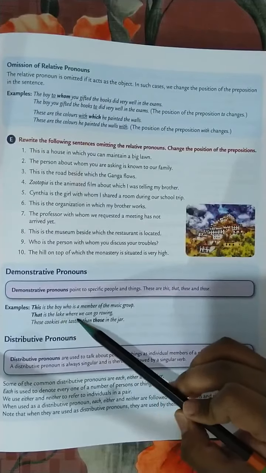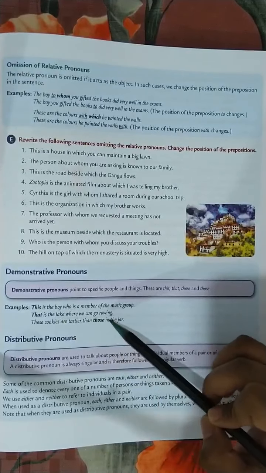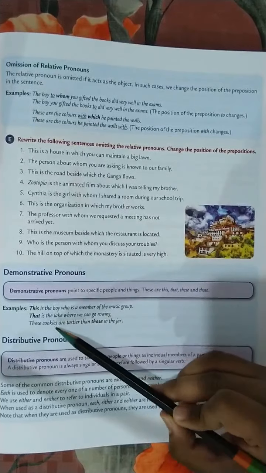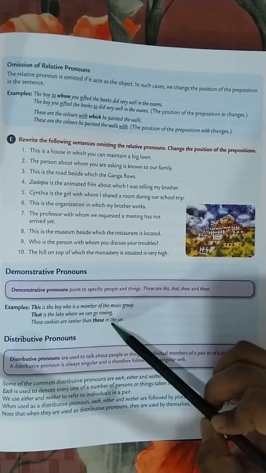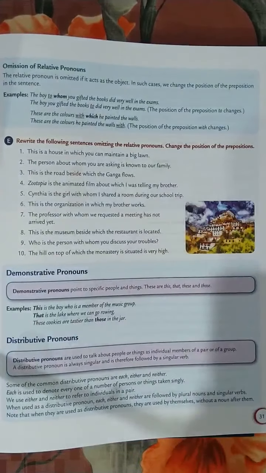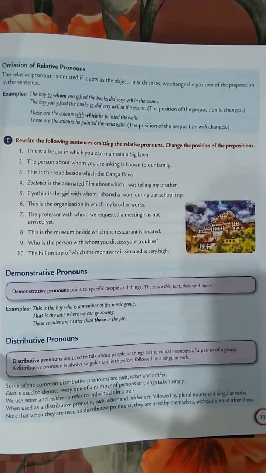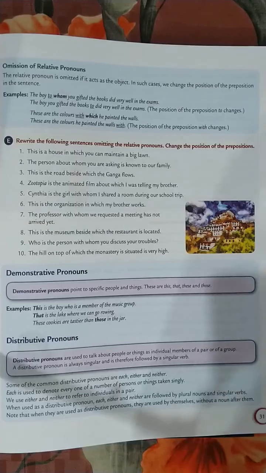Okay, that is the lake where we can go rowing. Okay, these cookies are tastier than those in the jar. Now here it is used to point. This is the boy, means you are pointing. It is also used for near and far things, plus, just mark my words dear students, here it is also telling about something specific. This means this is a particular boy. Okay, it is talking about the particular boy.